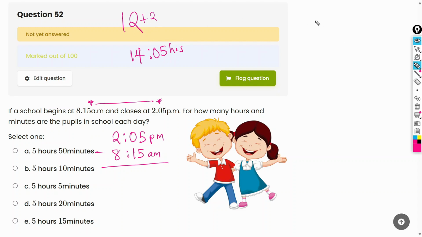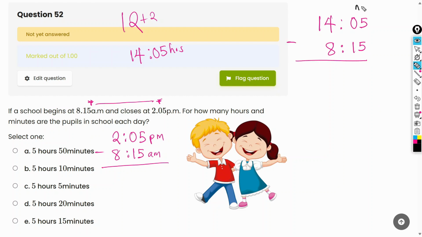So 2:05 p.m. is the same thing as 14 hours, 5 minutes. And then 8:15 a.m., since that is a.m., it still remains 8 hours, 15 minutes. So we subtract.